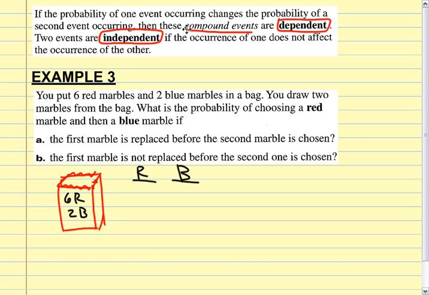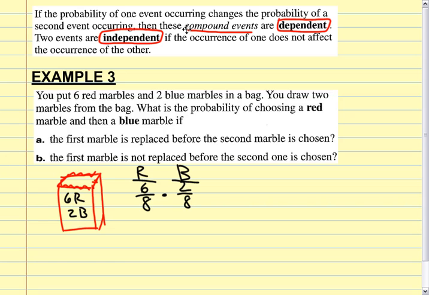That means when I pull this first one, I'm going to put it back in. Okay? What's the probability of choosing a red? 6/8. Okay? Now I'm going to put it back in. What's the probability of now choosing a blue? 2/8. Right?